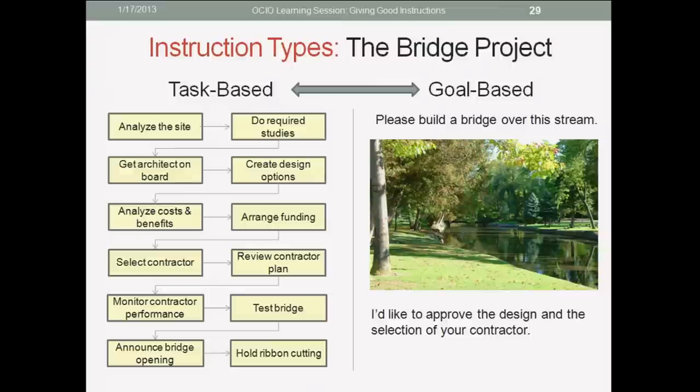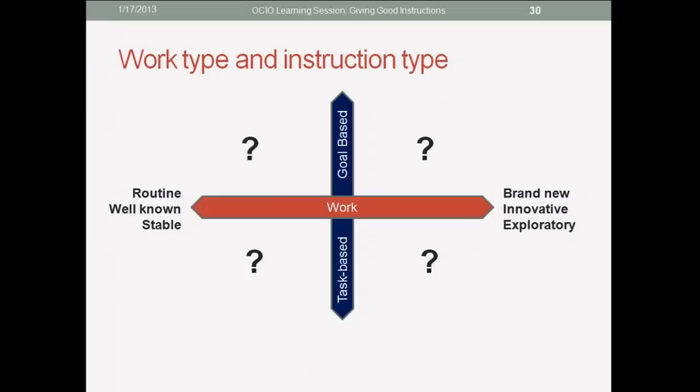On the other side, you have a goal-based instruction. Here's a little stream. I want you to build a bridge over that stream. I want you to let me know who the contractor is and that I want to see the design. And that's all. Otherwise, go build that whatever way you want to do it. Okay? That's the spectrum. That goes along with what I was talking about before, and to go back to your original question about routine: work is on a spectrum as well.